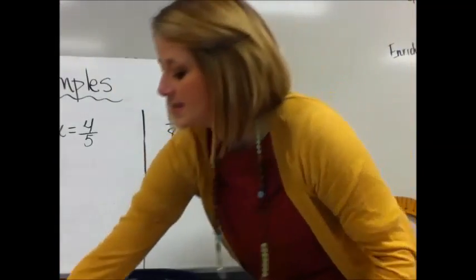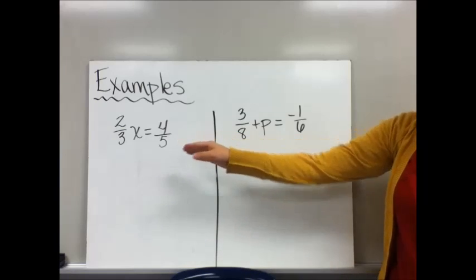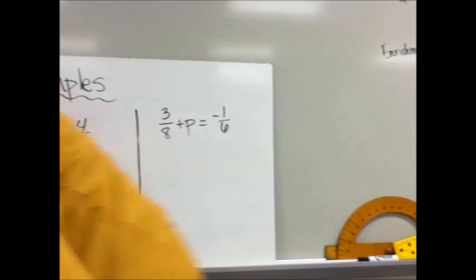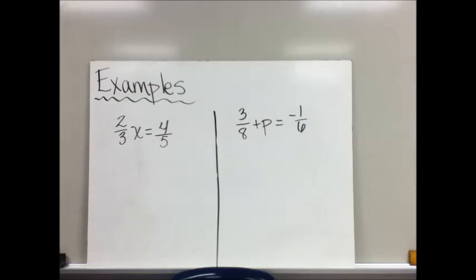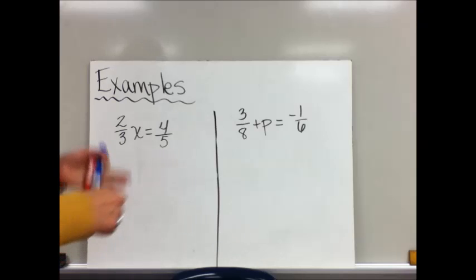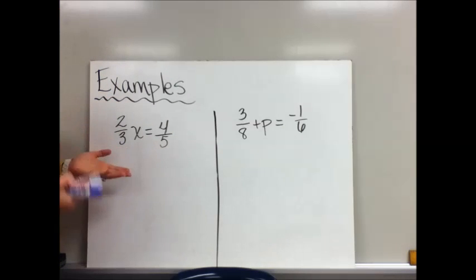Okay, so let's see some examples. 2 over 3 x equals 4 over 5. Like before, you want to undo what's happening to x. It's being multiplied by 2/3. So I'm going to undo multiplying by 2/3 by dividing by 2/3. What's starting to happen, hopefully, in your brain is you're saying, well, I'm really not ever going to divide. I'm really just going to be multiplying.